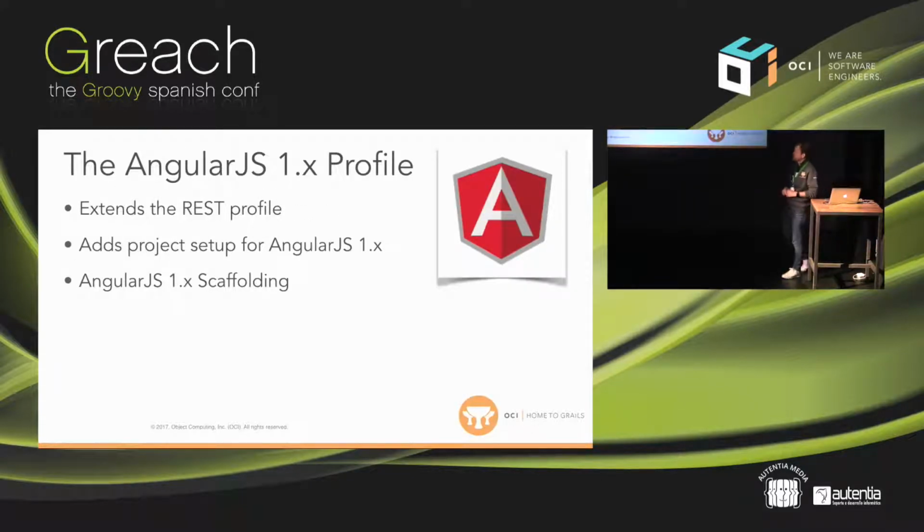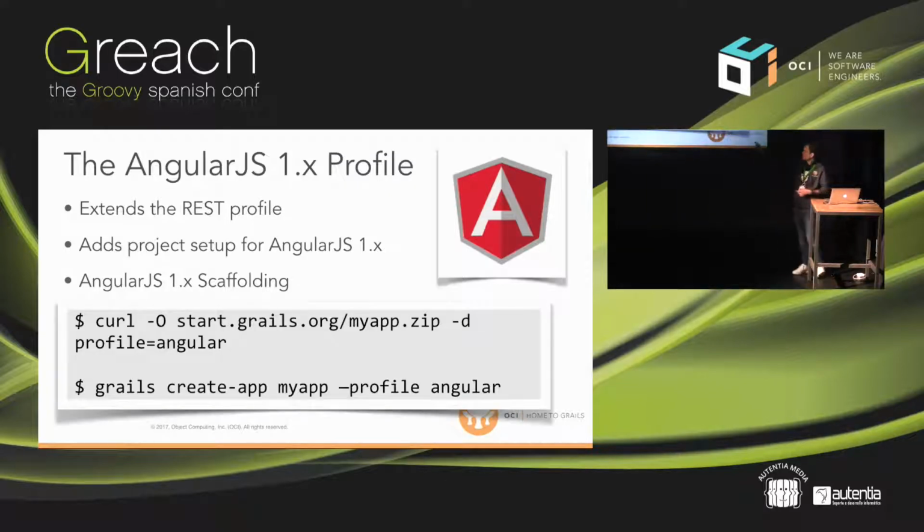Let's talk a little bit about Angular. So in Grails 3.2 and 3.1, I think, was the initial version of Angular support where we had this profile. We introduced support for Angular 1 that extends the REST profile and adds basically set up for Angular 1 and Angular 1 JS scaffolding. The way you get going with that is to type those commands.